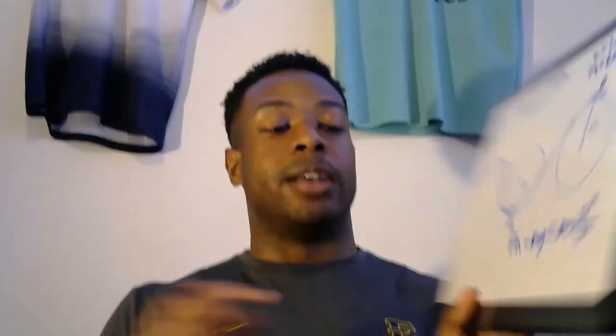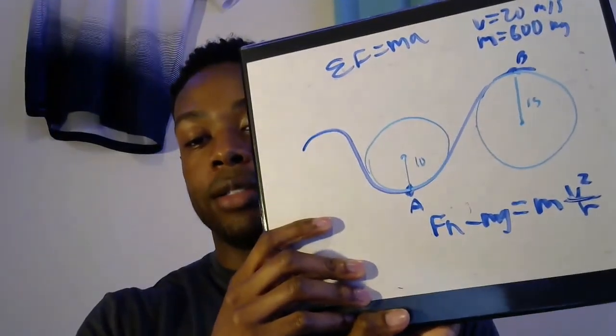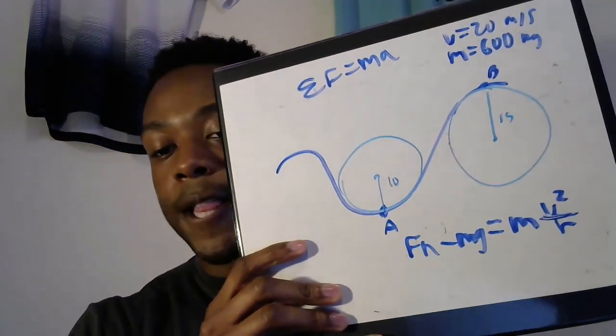So I don't know why I wrote tension. It should be normal force. So normal force minus weight equals mass times centripetal acceleration over radius. I'm sorry for that mistake.